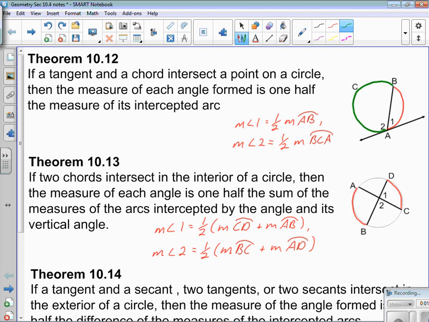On the other hand, for angle 2, it's half of arc BC plus arc AD. Its arc and the arc of its vertical angle. Right.